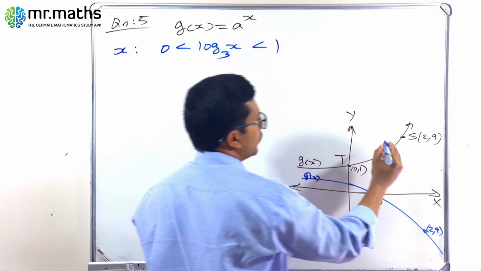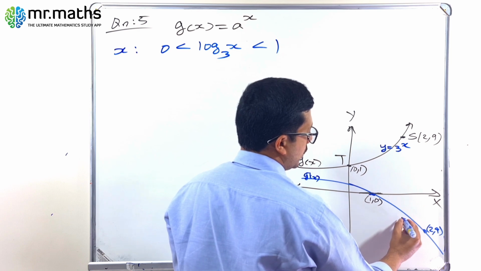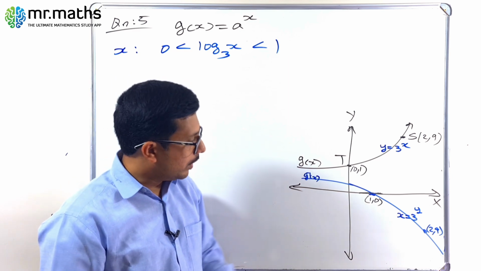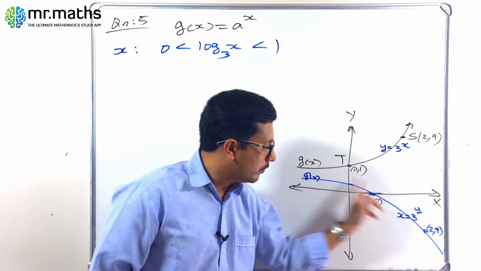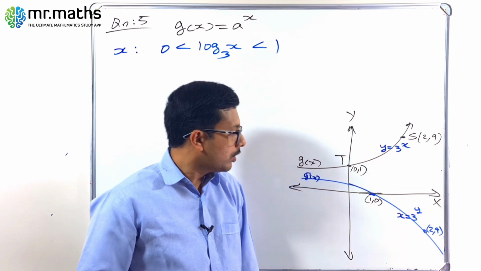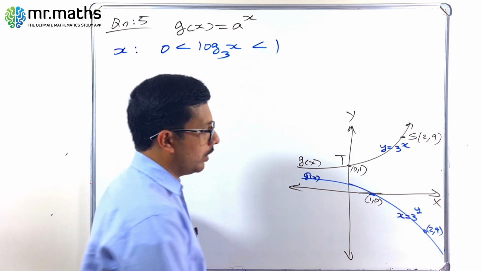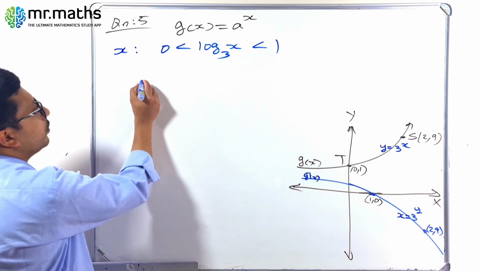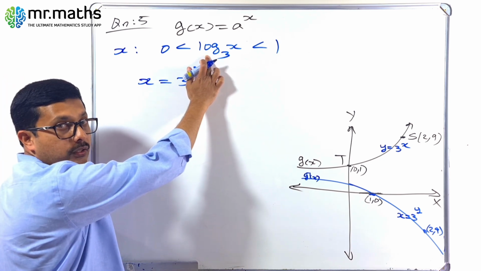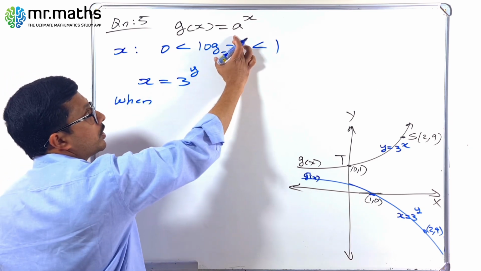g of x is equal to a raised to x, that is y is equal to 3 raised to x. What is this one? x is equal to 3 raised to y. Here, this is the equation of this one, x is equal to 3 raised to y. I swap x and y, that is the inverse one. Actually this is the same as this one, don't forget that.